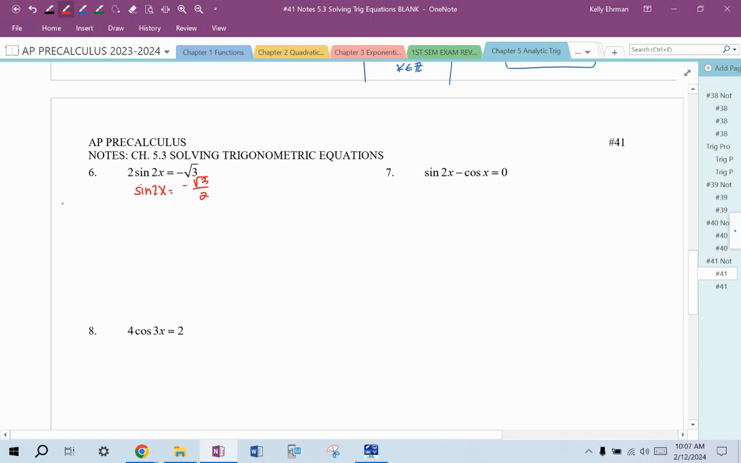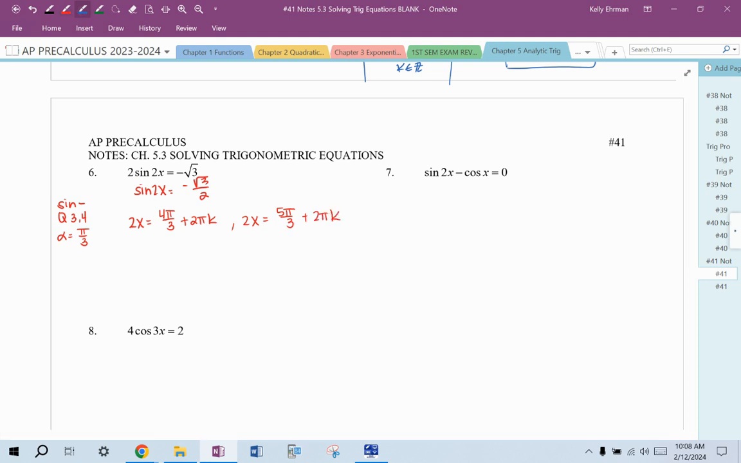And I'm still saying, okay, sine is negative in quadrants 3 and 4. The reference angle that makes sine radical 3 over 2 is pi over 3. So here's the difference in this one. It's 2x. So it's not x equals, it's 2x equals. So quadrant 3, 4 pi over 3. You need to add the plus 2 pi k here before you solve. And also 2x will equal 5 pi over 3, that's quadrant 4, plus 2 pi k.